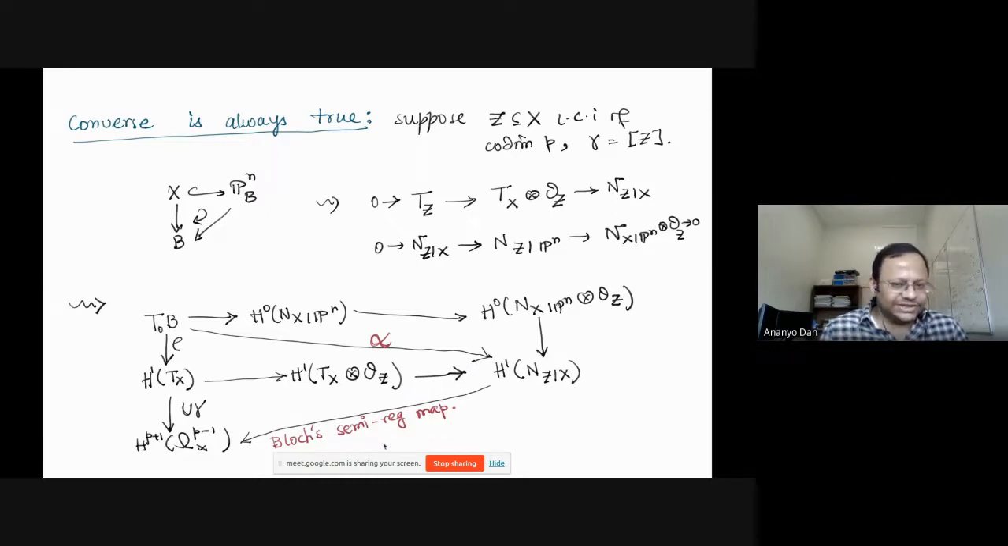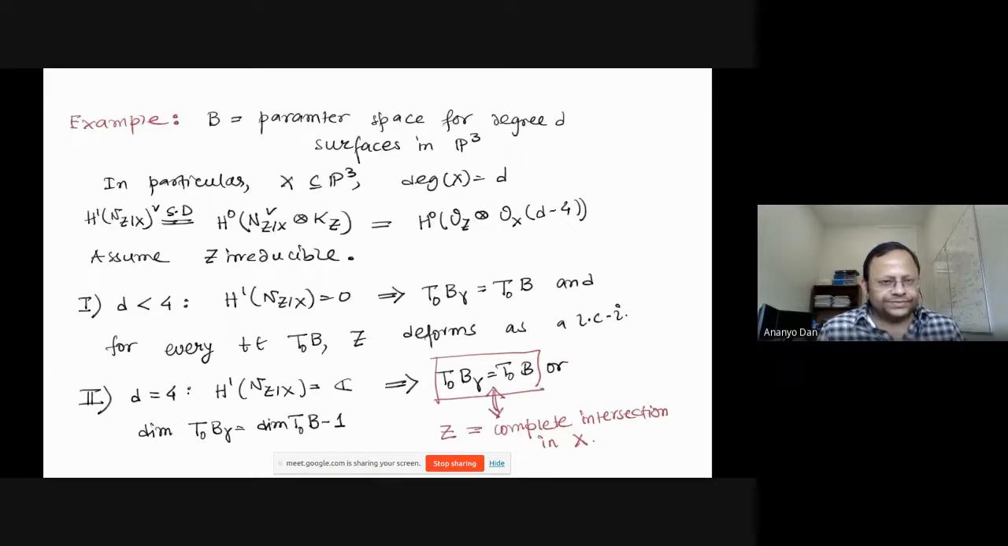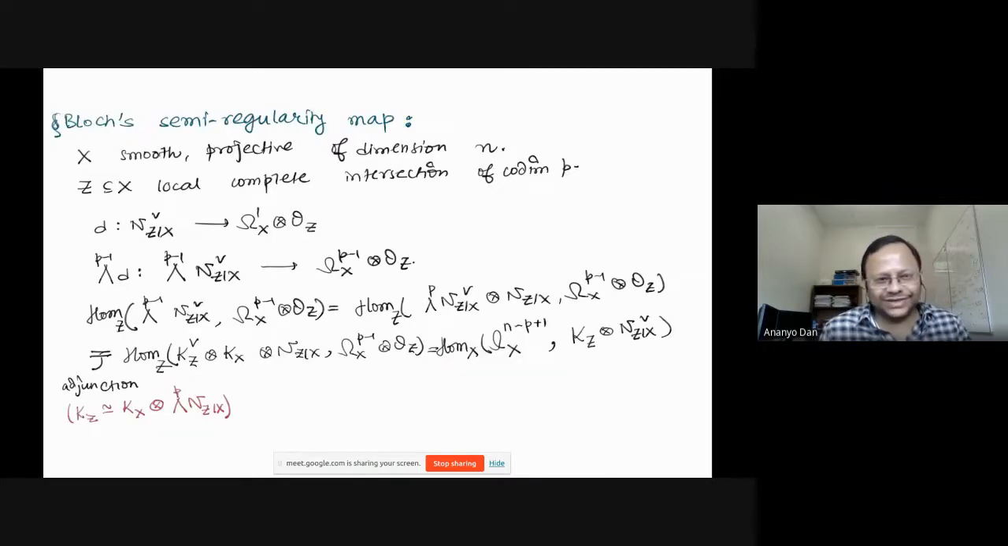This map is almost never going to be injective. These are injective for very, very special subvarieties. But you can see that this is a very interesting map. We need to understand this map a bit better, the semi-regularity map. Okay, so I think I'll skip this example. I will come back to this example if I have some time.